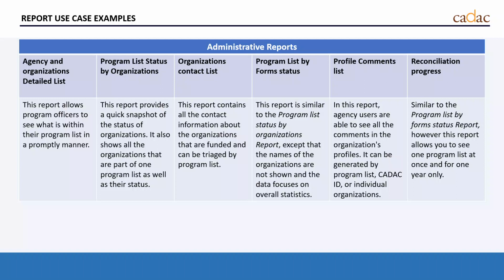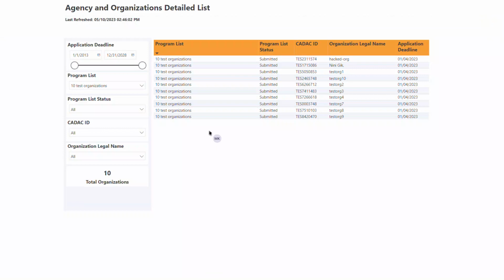Now that we have done a quick overview of all of the reports, we will provide you with a demonstration on how to navigate those reports. The agency and organization's detailed list provides a summary of every single program list within your respective agency, which you can filter by one or more program lists, or by CADAC ID, or by organization legal name. The particular way the information in this report is displayed could be useful to see an organization's history within your funding agency. For example, to see whether it has moved from one program to another historically.